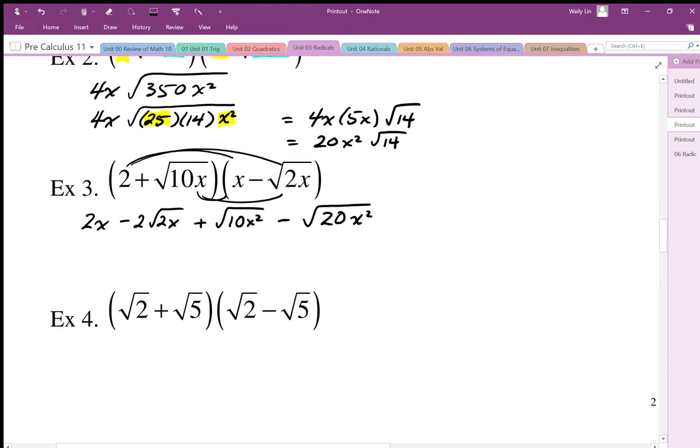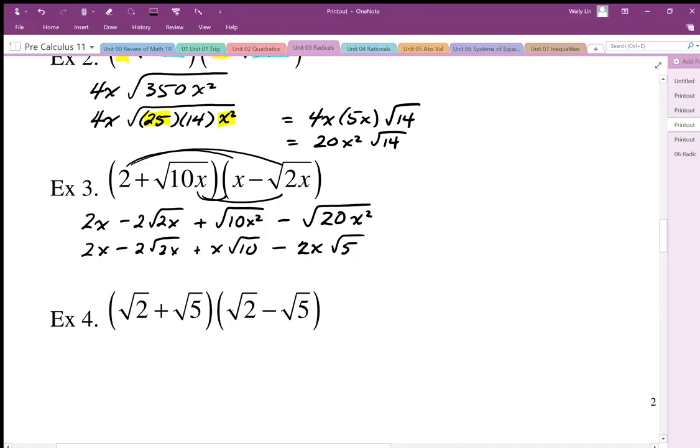Now to simplify this, we need to just make sure that we take out any perfect square factors. So we have 2x minus 2 root 2x plus x square root 10. The x squared comes out on the outside. Okay, and then minus, there's a perfect square of 4, so it becomes 2x. Take out the perfect square of x squared, so what's left over in here is just going to be times 5. And looking at this, there are no common roots that we can put together, so this is as far as we can go with this.